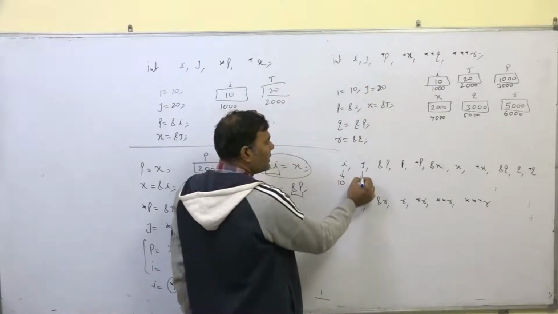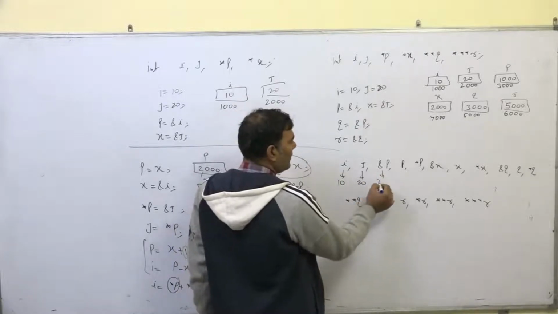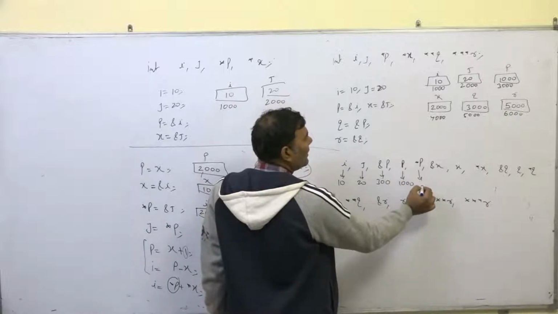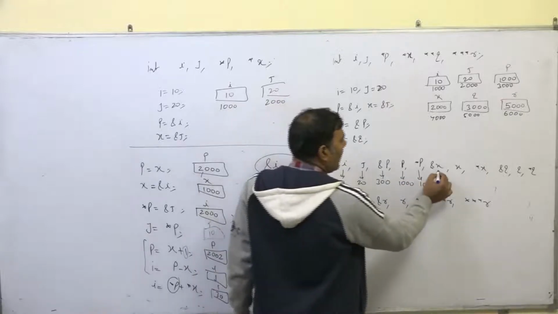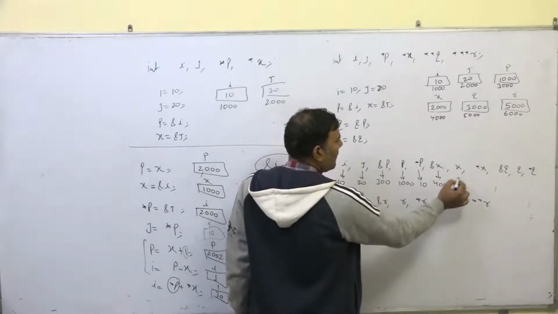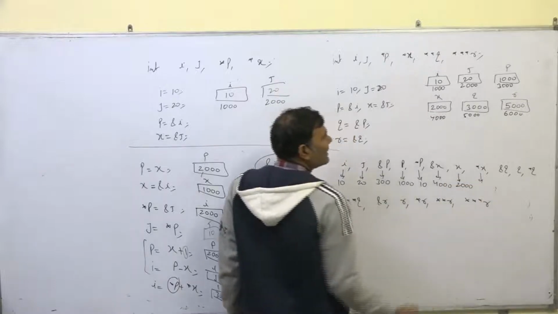Very good. J, address of P, pointer P, 10. Address of X, pointer X.